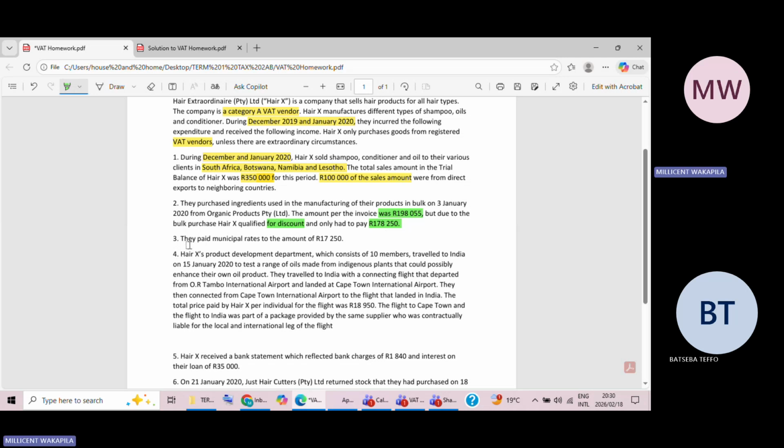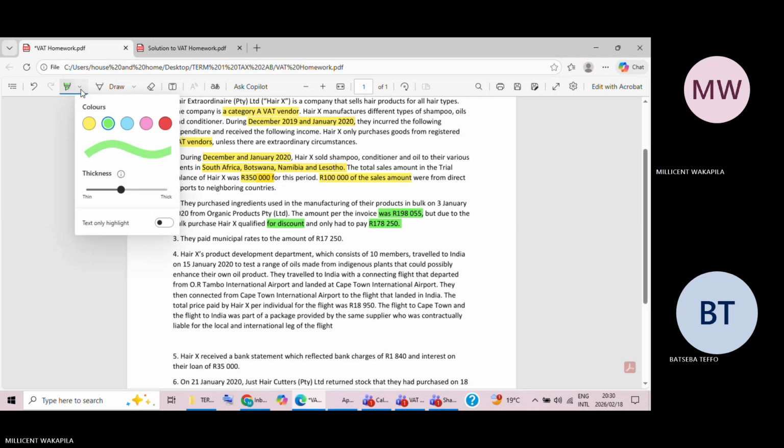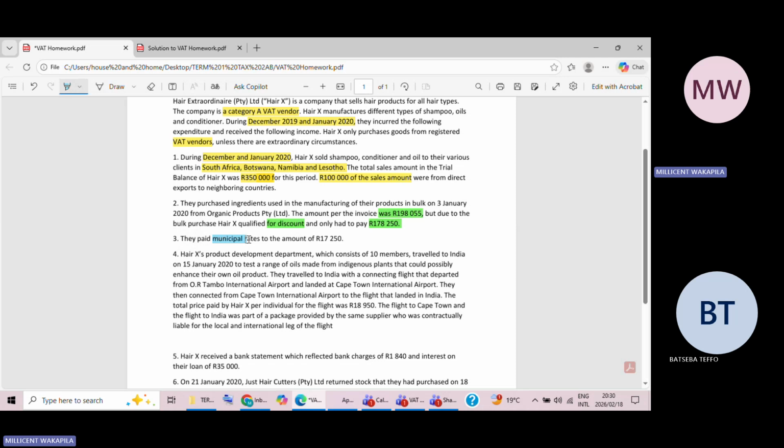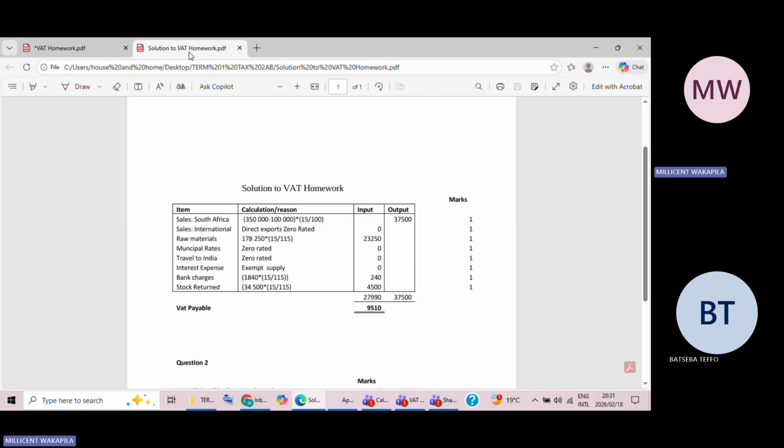The next transaction says they paid municipal rates, that amount to 17,250. And municipal rates, guys, they are a zero rated transaction according to the list, right? At this point, you don't have to ask me, Cody, why are the municipal rates zero. You have to be comfortable with the list.